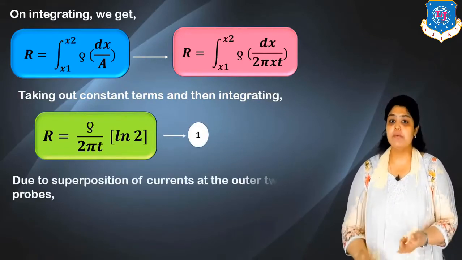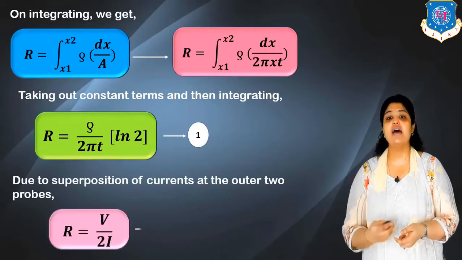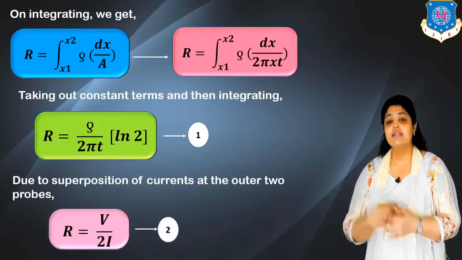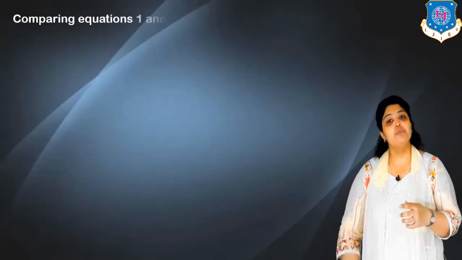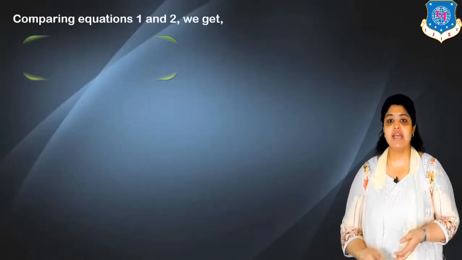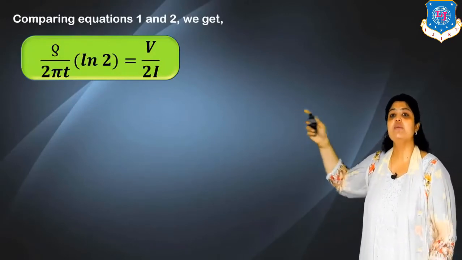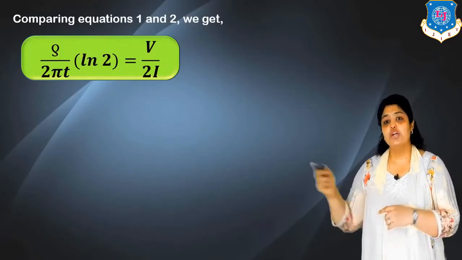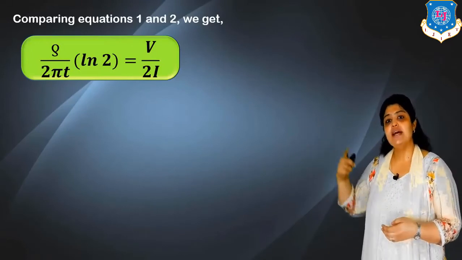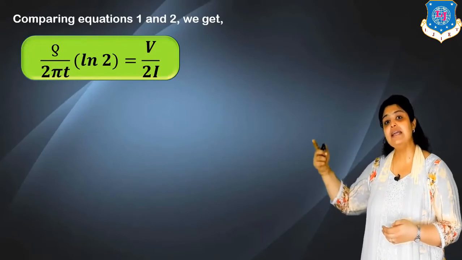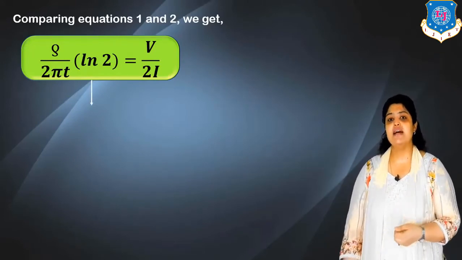Again, we have superposition of currents at the outer two probes, and so we get the equation r is equal to v upon 2i. This is our equation number 2. Now we compare both these equations and we get rho upon 2 pi t ln 2 is equal to v upon 2i. The 2 from the denominator will get cancelled. You take ln 2 to the other side, so we have pi t upon ln 2 into v by I. So that gives us the answer.